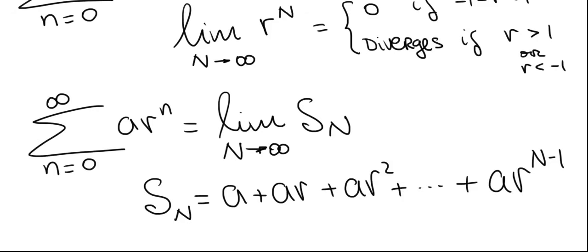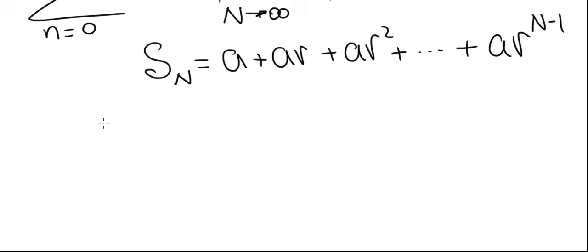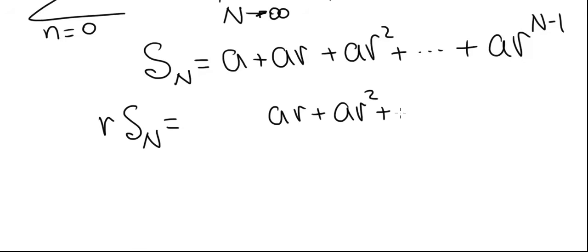Now, in most cases for other series, it's almost impossible to find a formula for S_N. But for a geometric series, it is possible. So we can proceed this way. Here's how we do that. So here's S_N. I'll multiply S_N by r. That gives me r times S_N, and that's ar plus ar squared, and so on. Then we get to ar to the N minus 1, and the last term will be ar to the N.